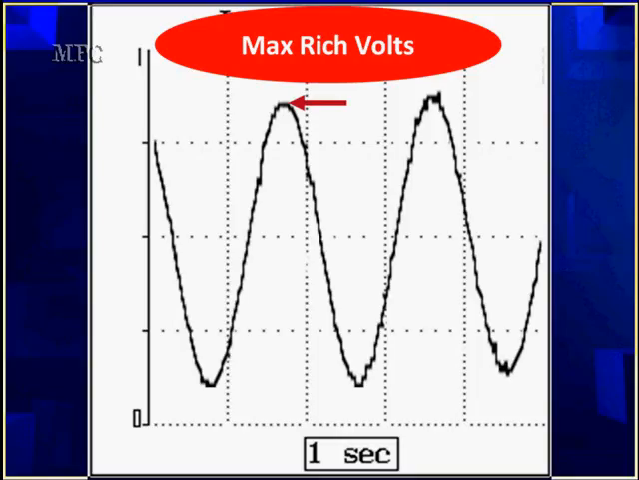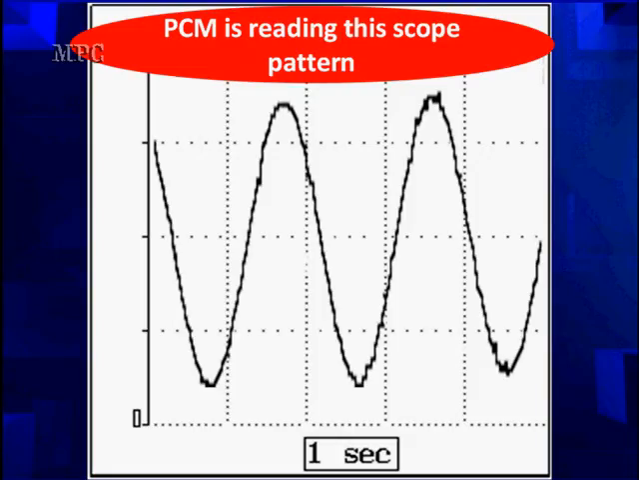Again, if you cannot use a lab scope like this, rely on mode 6. Look at the max rich, max lean values when they're listed. This tells you how far you're going each direction. The PCM is reading this scope pattern for you. Utilize it if you have trouble using a scope pattern.